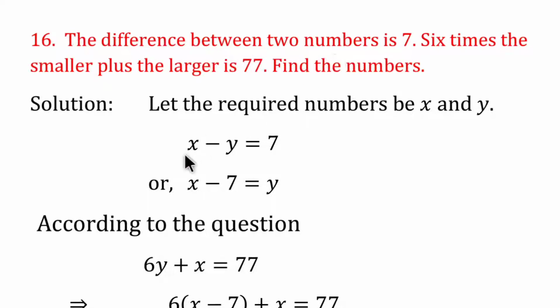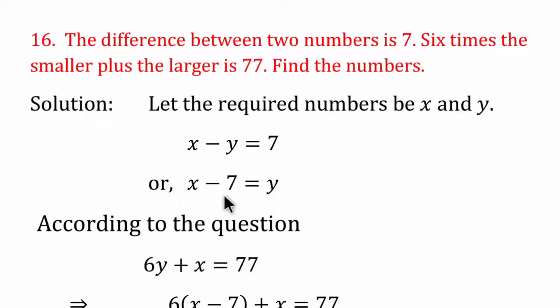So, we can write x minus y is equal to 7. This means that x is greater than y. So x is the larger number and y is the smaller number. So we can replace this as bringing the 7 to the left hand side. We can write x minus 7 is equal to y. So the value of y is x minus 7.